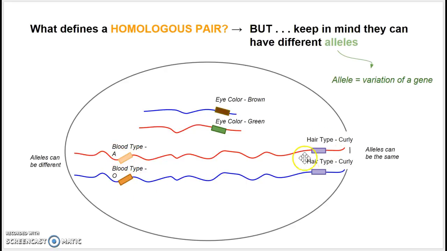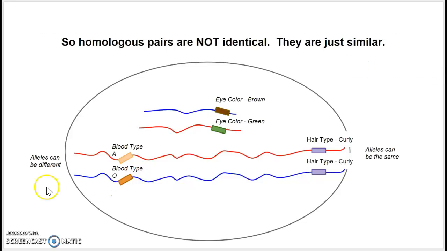And for hair type, again, we have lots of different kinds of hair out there, right? You can have straight hair, kinky hair, curly hair, etc. And let's imagine that from mom you inherited curly hair, and from dad you also inherited curly hair. So keep in mind, the point here is that you could potentially inherit the same alleles from mom and dad, but it's not necessarily the case. You can also inherit different alleles.